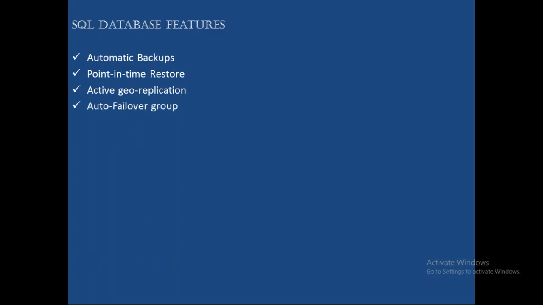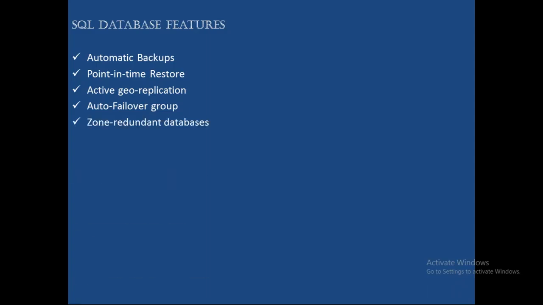Okay. Auto failover group. If something fails, you are able to restore your primary database. If you have 2 databases, you can make the secondary, a read-only database, into the primary database. So this particular feature is basically to recover from failure situations.